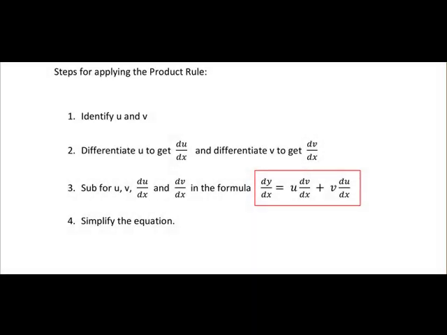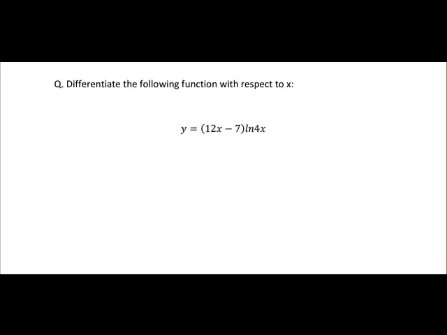Here we'll be completing another example of the product rule. So here's a reminder of the steps involved. Pause at this point if you wish to review them. So in our example, you can see the function involved is the product of two other functions. So you have 12x minus 7 multiplied by log to the base e of 4x.